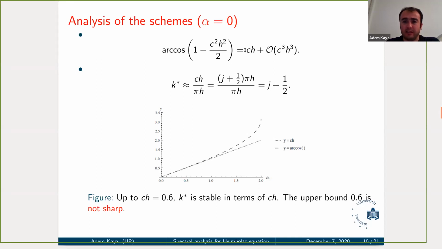Now I take the first term and substitute it into the k star, and I end up with j plus 1/2. So this says that as long as c times h is a good approximation to arccosine, k star behaves like j plus 1/2. Here I assume that h is fixed. If c is fixed, then k star behaves like c over pi. So to find this region, I plot the graphs of these two functions. And here I can say that up to ch 0.6, ch is a good approximation to arccosine. So in this region, k star is stable in terms of ch. Here I want to emphasize that this upper bound 0.6 is not sharp.